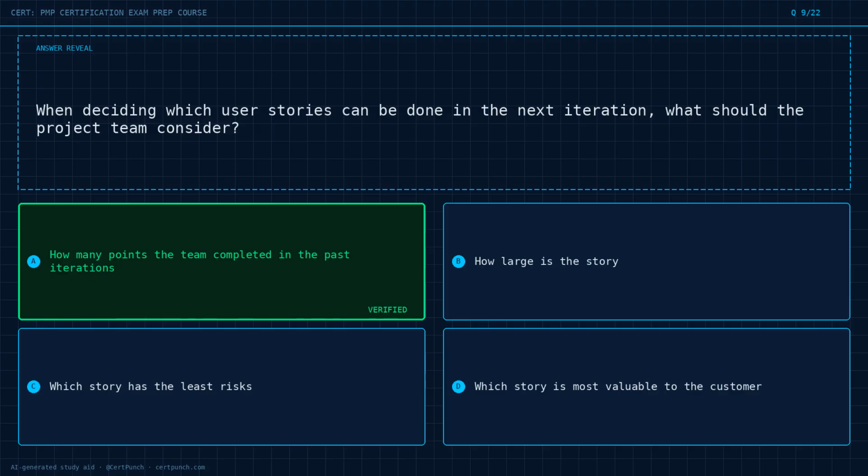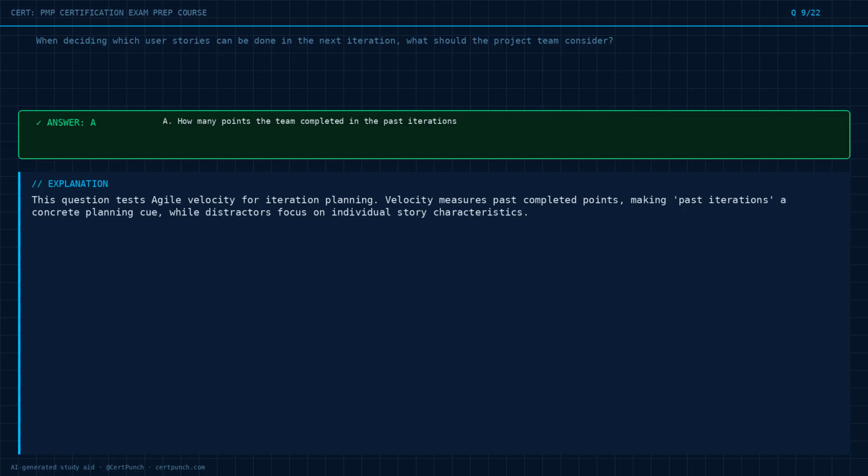The answer is option A. Key cue. This question tests Agile velocity for iteration planning. Velocity measures past completed points, making past iterations a concrete planning cue, while distractors focus on individual story characteristics.